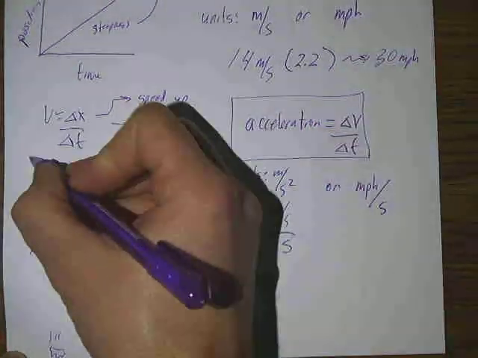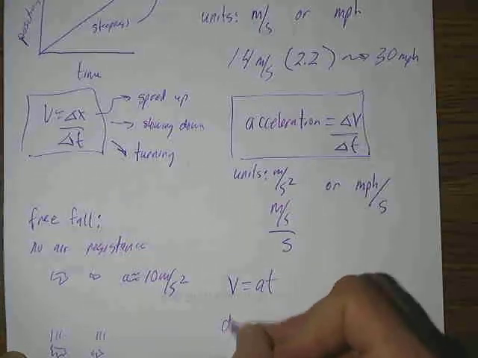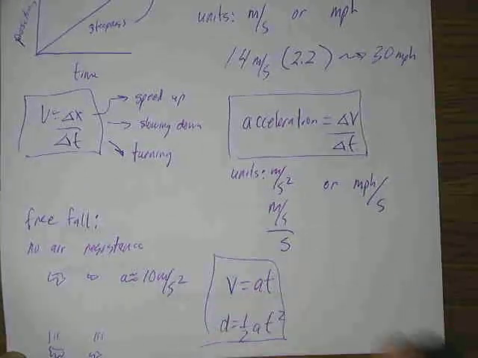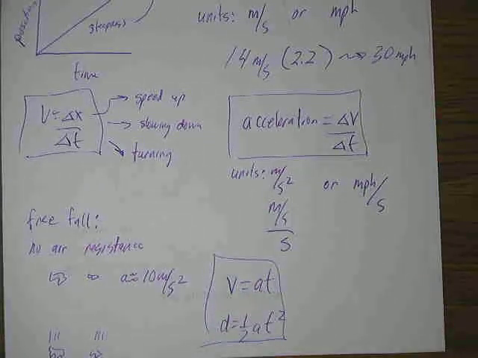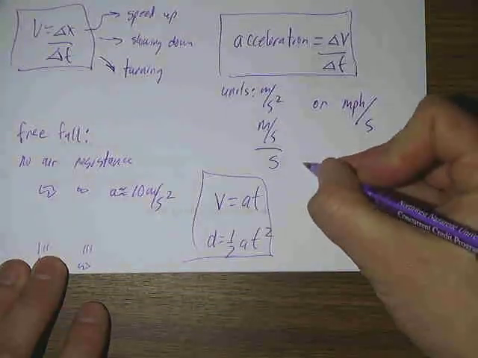We had a couple of shortcut equations besides the 2 that I've listed here. The 2 shortcut ones were velocity is acceleration times time, and distance is 1/2 acceleration times time squared. So those were the 4 equations that we had for this.